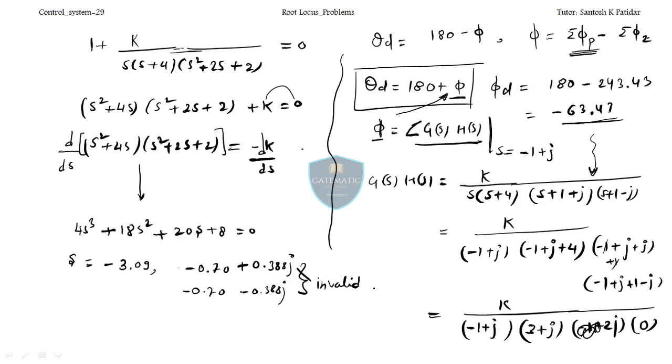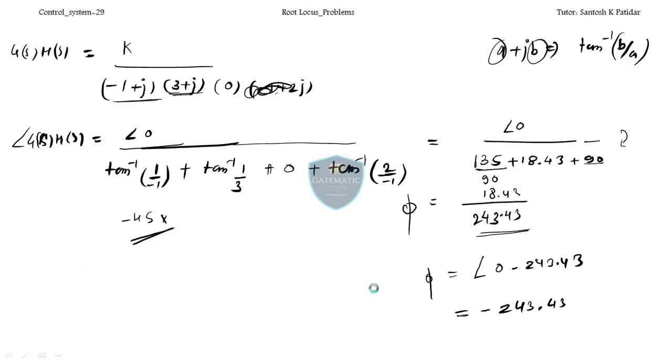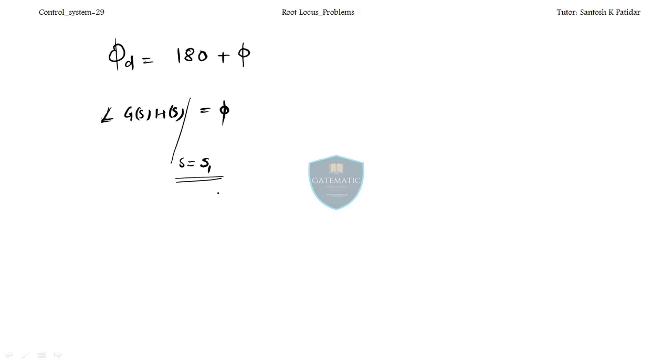Okay, and for the calculation of this phi d and phi a, do practice. So if you do practice, your doubts will be cleared. Simply I'm telling you, the phi d, if you want to calculate by analytical method, you will use the formula 180 degree plus phi, where this phi is nothing but the angle of your given transfer function, that is G S H S. This is nothing but your phi. Okay, and where the point is where you want to calculate the angle of departure. Okay, in this way you can calculate this.